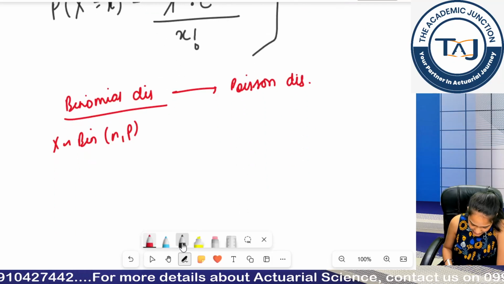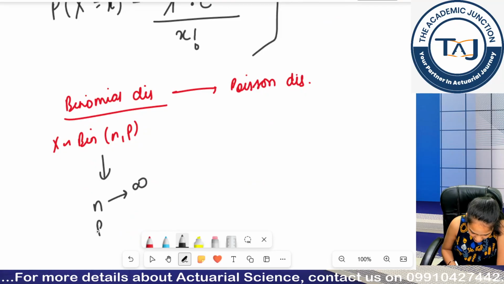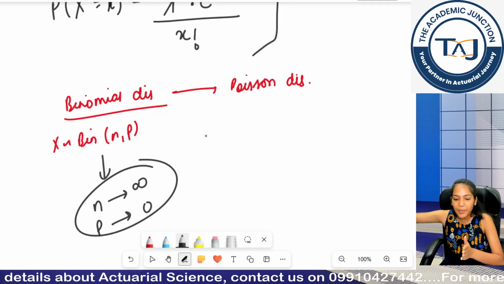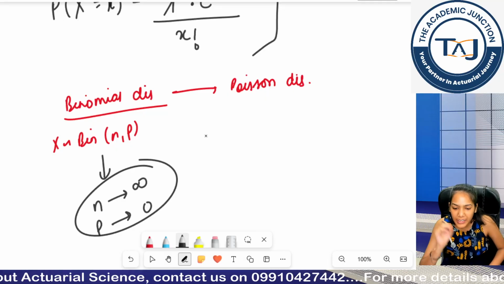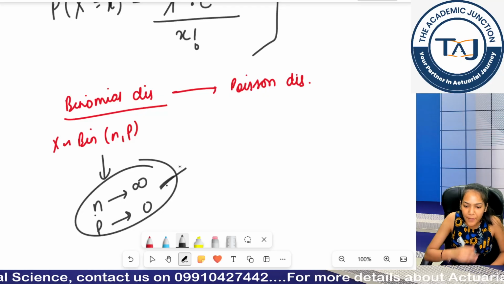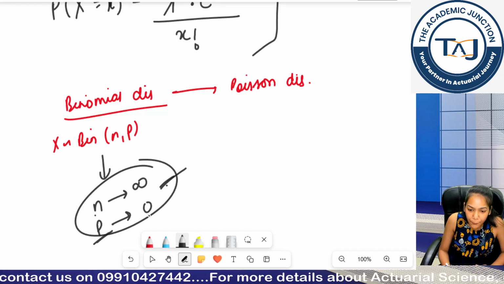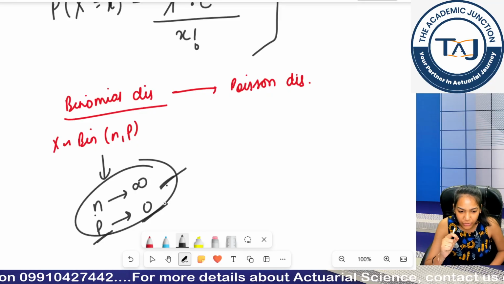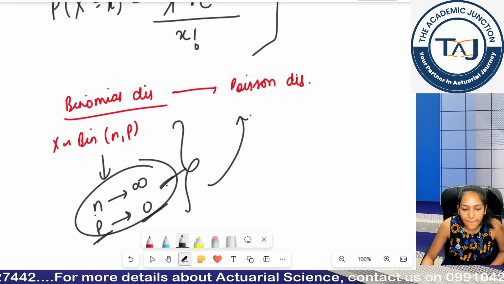Now in case my n tends to infinity and my p tends to 0, it means I am making my population bigger and I am reducing my probability to a very low point. That is, my n is tending to infinity, a very huge population size, and my probability of success is getting to 0. So in that case I can approximate my distribution to a Poisson distribution.